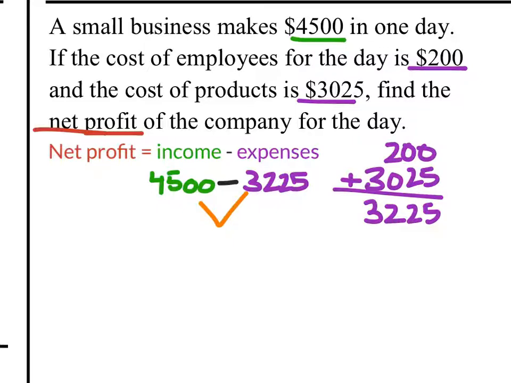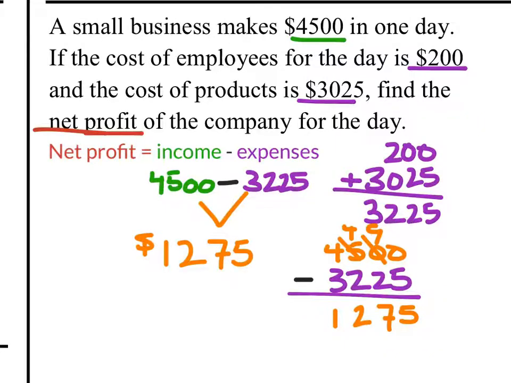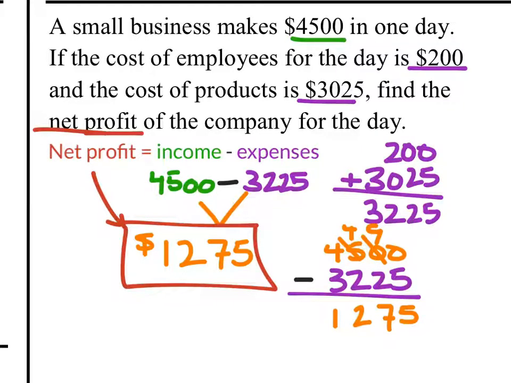And what do we get on this one? Well, I'm sorry, I got to write this out over here, right? I got $4,500. I'm subtracting the $3,225, and that will give me my answer of, I gotta borrow here, make that a 9, borrow from there too. So 9 minus 2 is 7. 4 minus 2 is 2. 4 minus 3 is 1. So $1,275 in net profit. Now again, it's positive, so as a business, this is pretty nice, right?